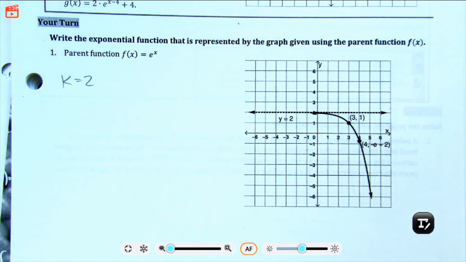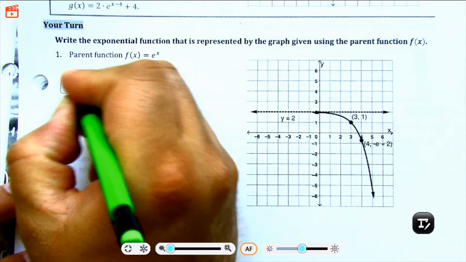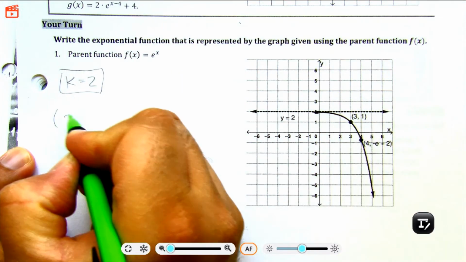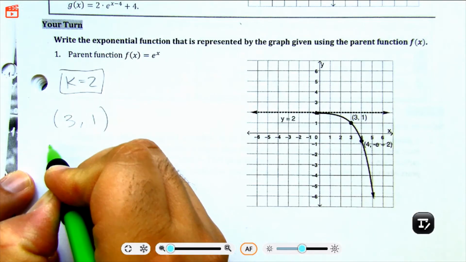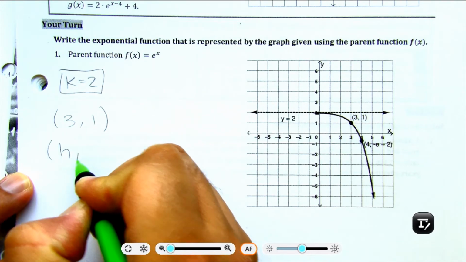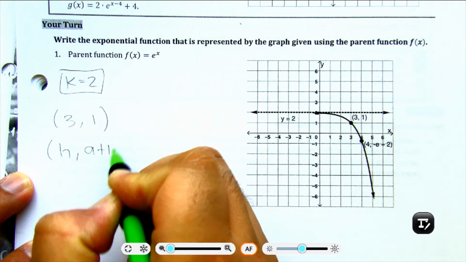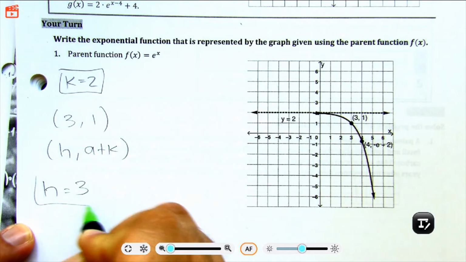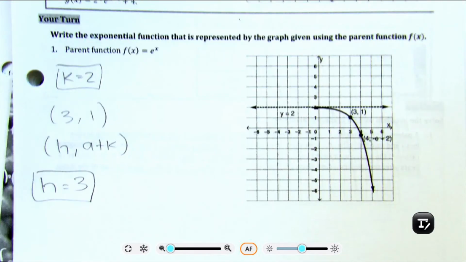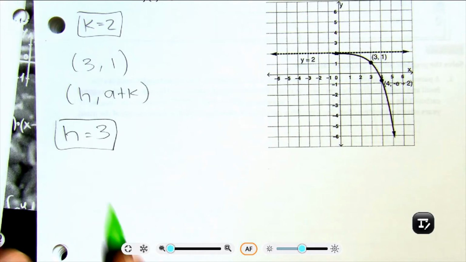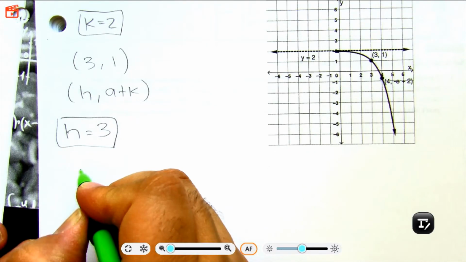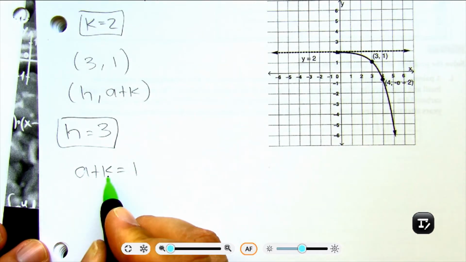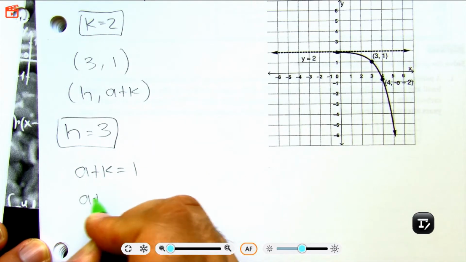My first reference point is (3, 1), and I'm comparing that to the point in the equation, which is (h, a plus k). So h is equal to 3. And then a plus k is equal to 1. And if I substitute 2 for k, I get a plus 2 equals 1, and a is equal to negative 1.